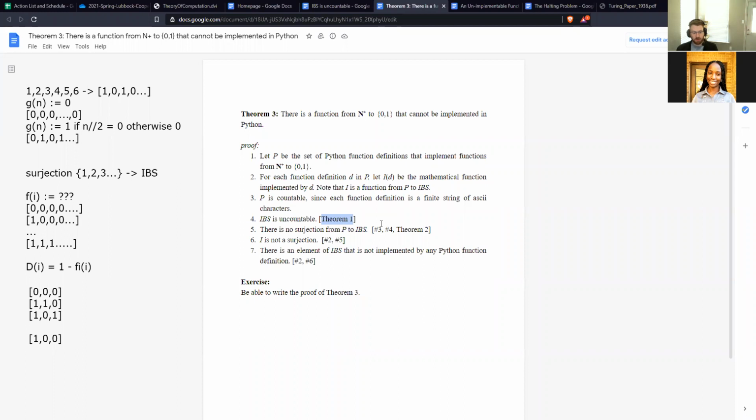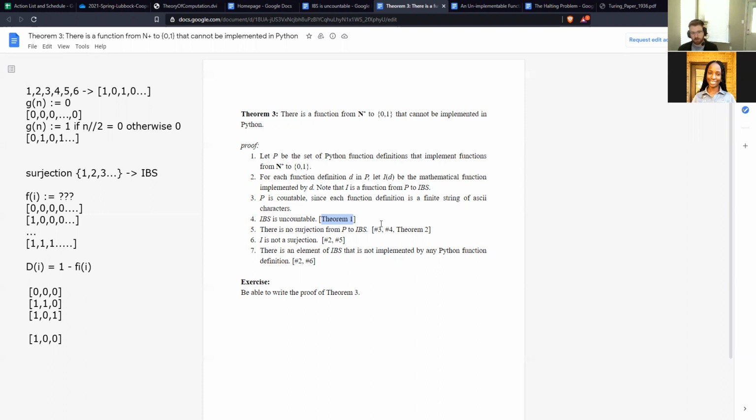We can't write a function from N+ to map to all of IBS. Yes. That combined with what was just said is what I was looking for. We can't possibly make a function from N+ to IBS, and the reason we can't map to all of IBS is because of the diagonalization argument. I'm going to say, all right, give me every function you can possibly think of, and list them all out.